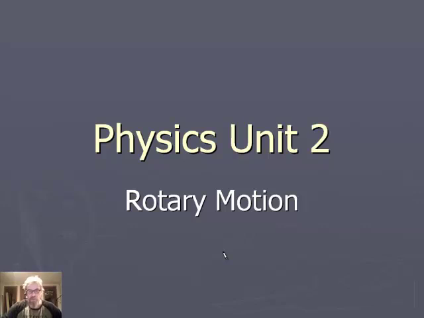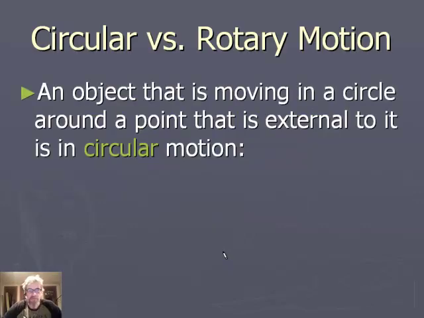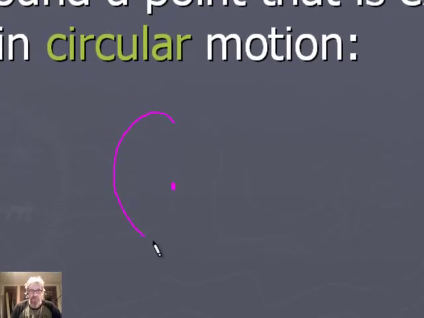Today's topic is rotary motion. Rotary motion is different from circular motion that we just studied. An object that's moving in a circle is moving around a point that's external to it, not inside its own self. So, as an example, this would be the Earth rotating around the Sun.